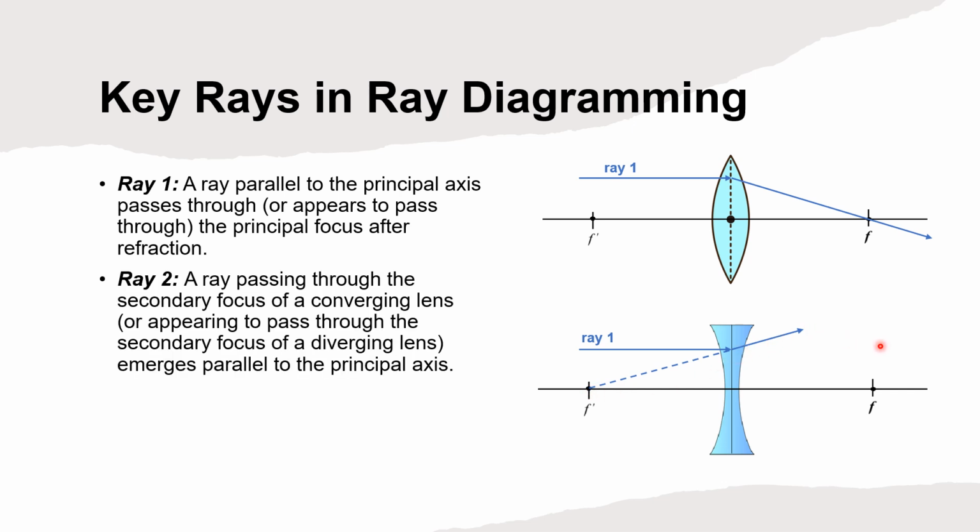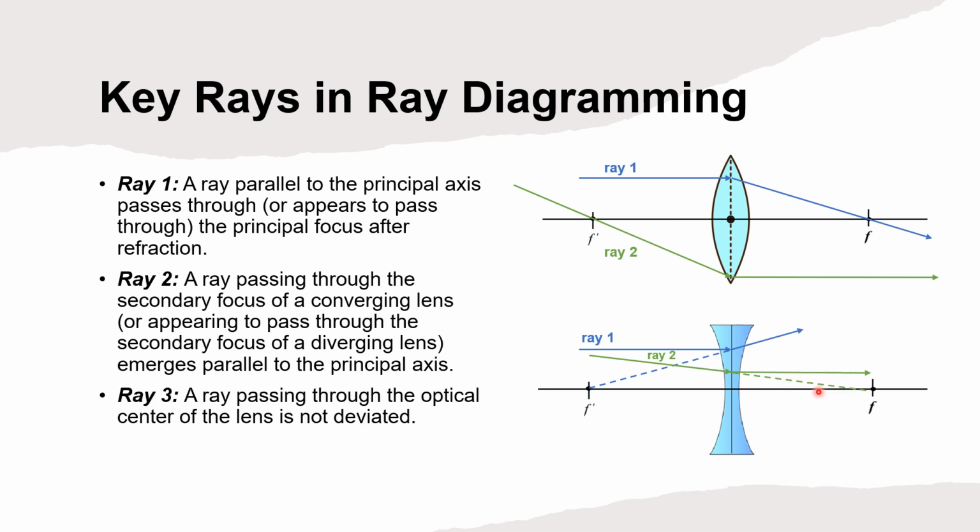For ray number 2, a ray passing through the secondary focus of a converging lens or appearing to pass through the secondary focus of a diverging lens emerges parallel to the principal axis. So in convex lens, if the ray will pass through the focus, it will refract parallel to our principal axis. But for the concave lens, if the ray is directed towards the focus on the other side, it will refract parallel to our principal axis here.